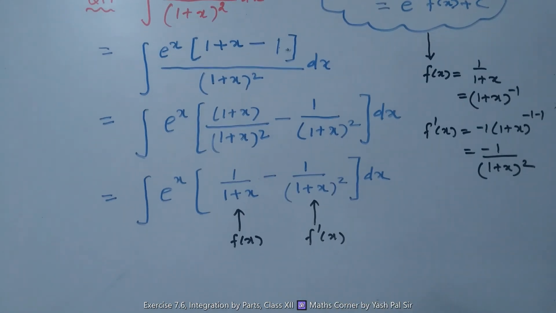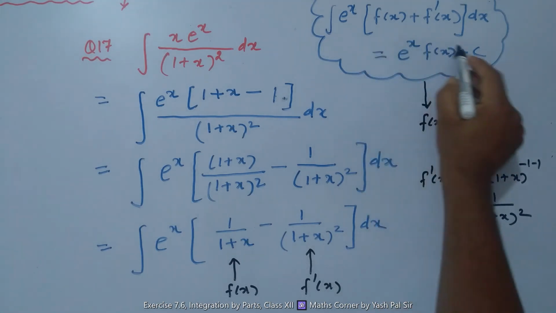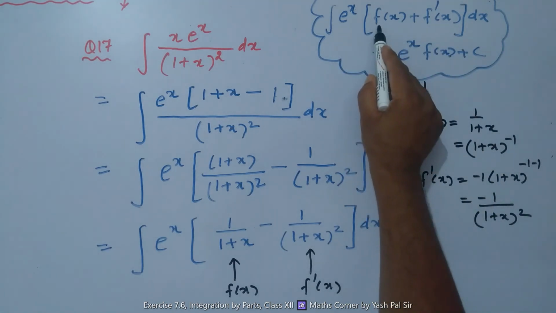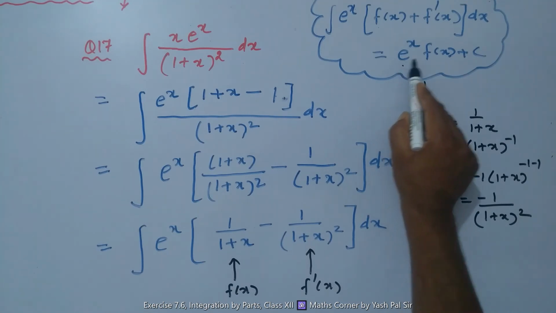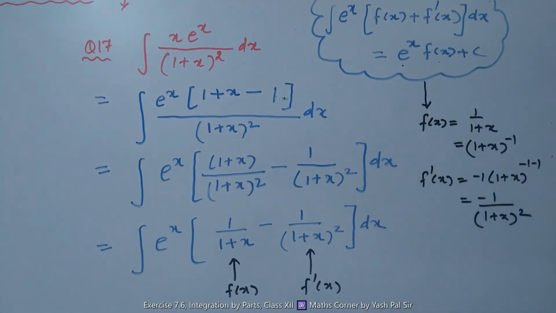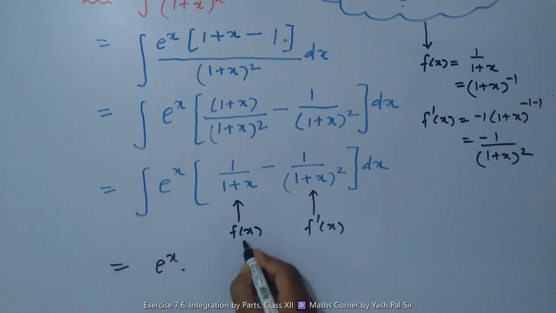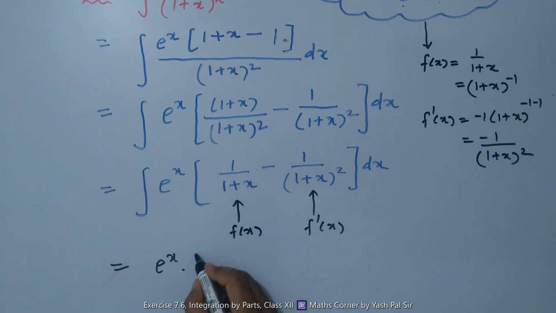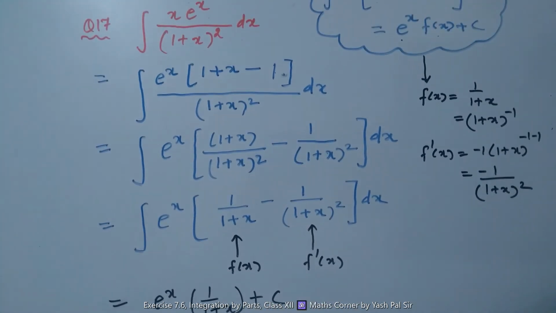So we can directly apply this rule now. E power x into f of x plus f dash x, that means the integration is e power x into f of x plus c. So here we put the value: e power x into f of x. What is f of x? This is 1 upon 1 plus x plus c. So this is the final answer of the question.